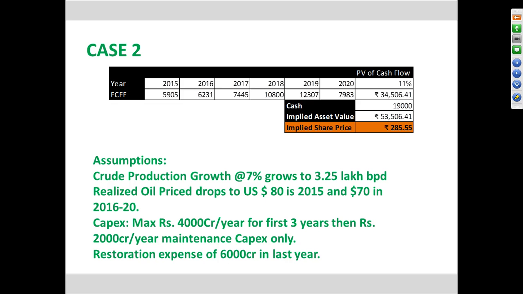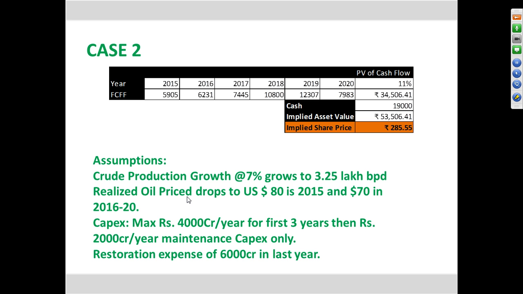The lower rate of growth, that guidance that they have given over the next 3 years, which I've extrapolated for the additional 2, is about 7%. So it will grow its output from 2.17 to 3.25. Again, the basic assumption remains the same, that $80 would be there for the first year and $70 for the next 4 years, from 2016 to 20.